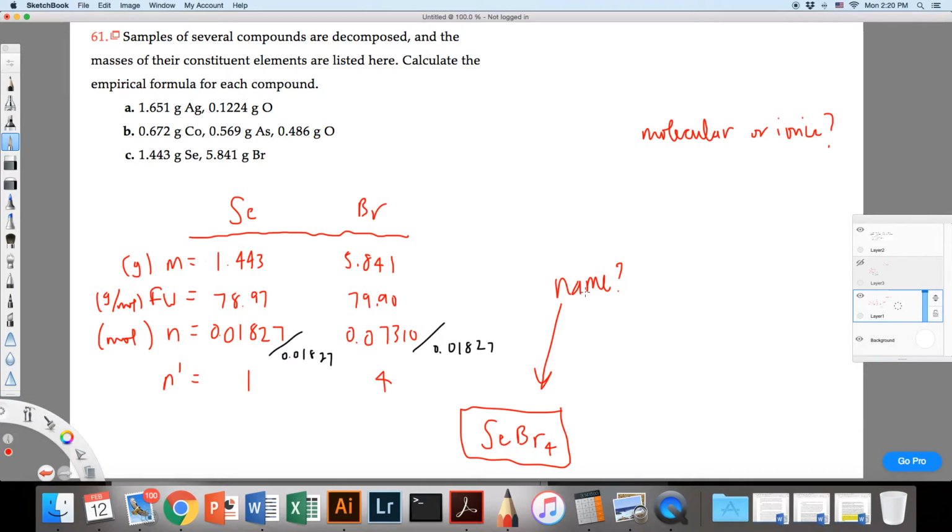Let me suppose that you've paused it, and I'm going to say that the name of it is going to be selenium tetrabromide.